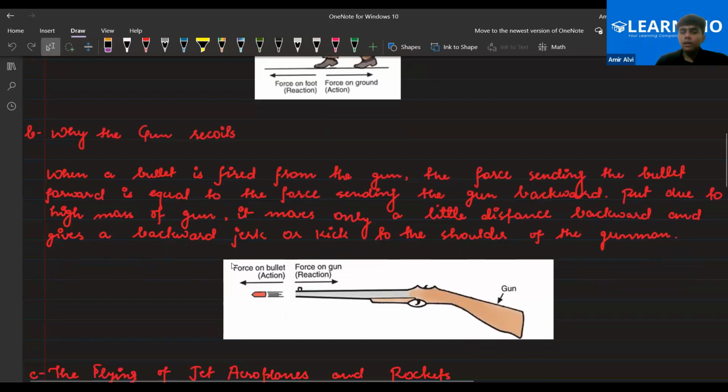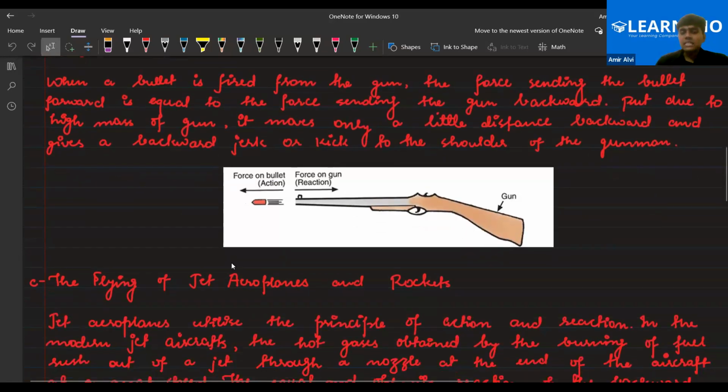So that's why, in trainings, camps and all those things, supervisors are there so that they can help the person who is learning shooting.